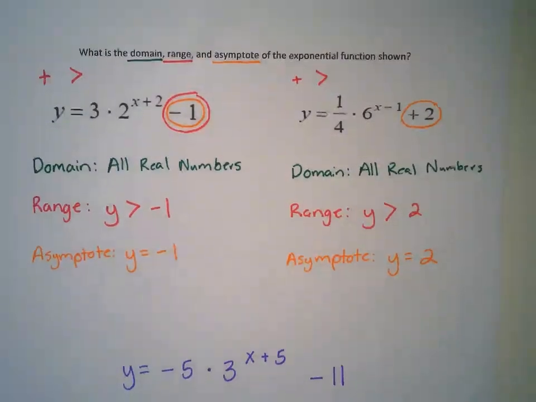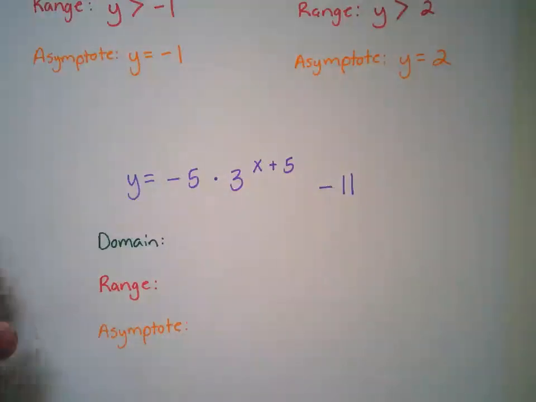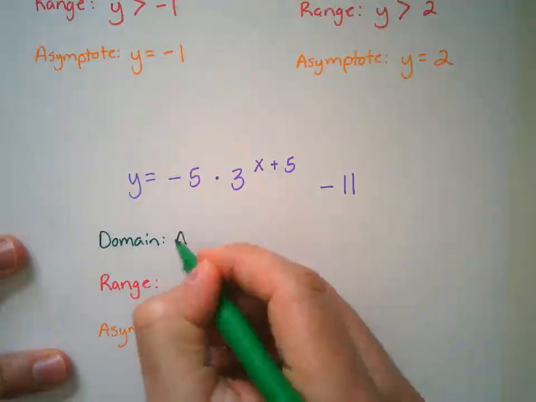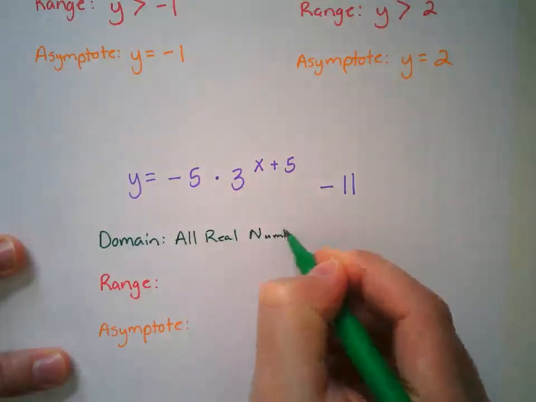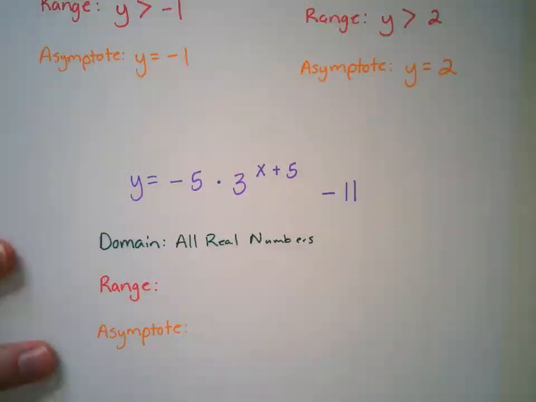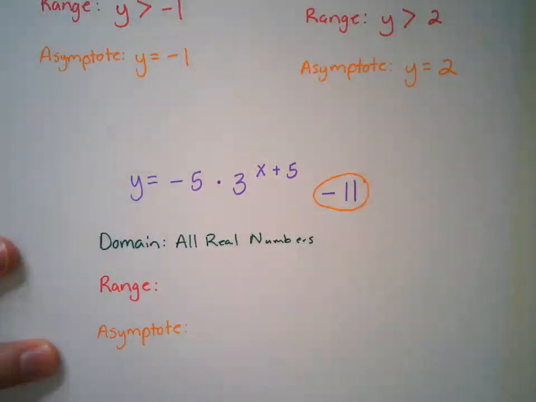Now I want you to see what a range with a less than sign looks like. So I wrote one more down here. Again, domain, always all real numbers every single time for exponentials. For the asymptote, you look at that number in the very back. So right here, that -11. So the asymptote is y equals -11.